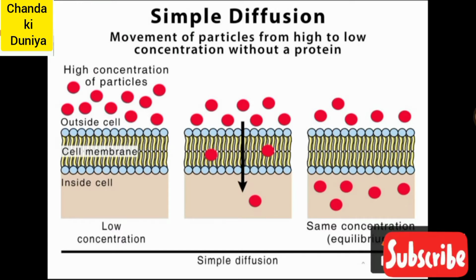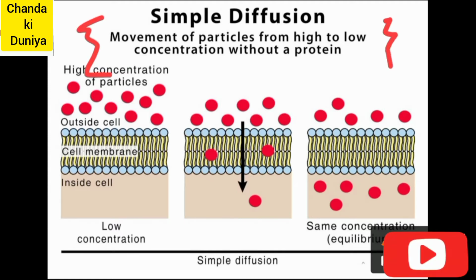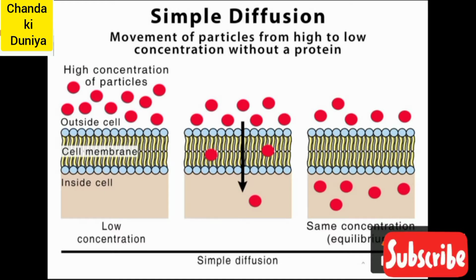Alright. Simple diffusion means the movement of particles from the higher concentration to the lower concentration without any agent. Simple diffusion happens in small molecules. They can easily diffuse across the cell membrane. So they don't need any kind of agent or protein to help them cross the cell membrane. As you can see on my screen, there are three diagrams, 1, 2 and number 3.